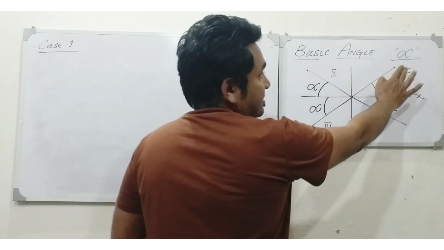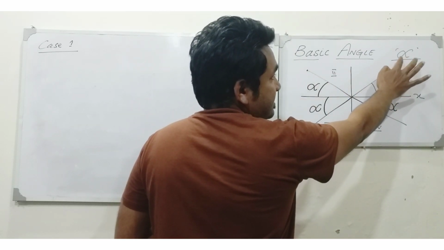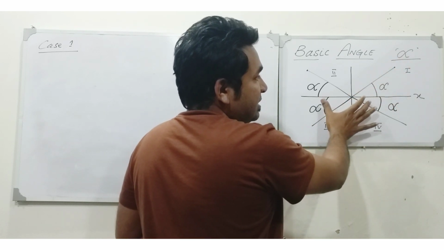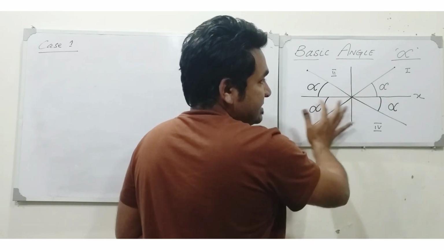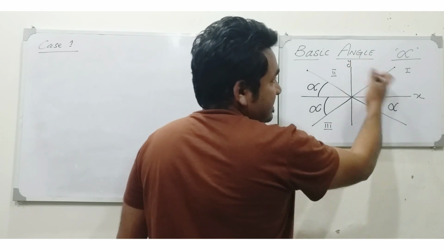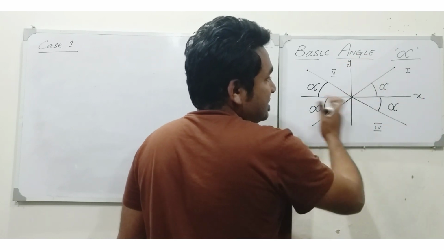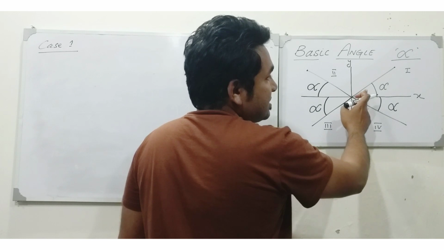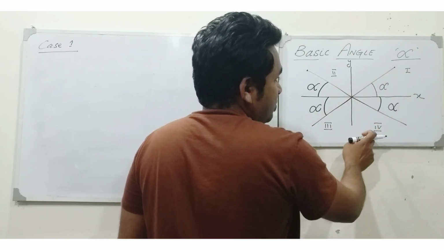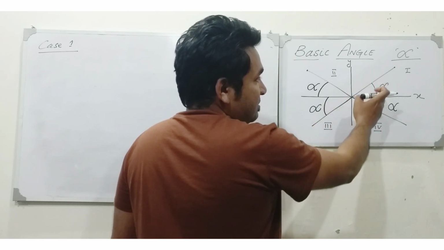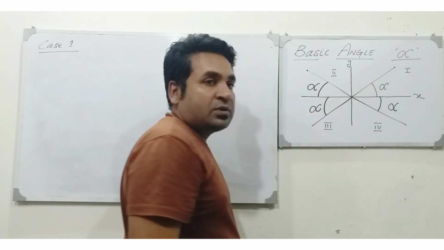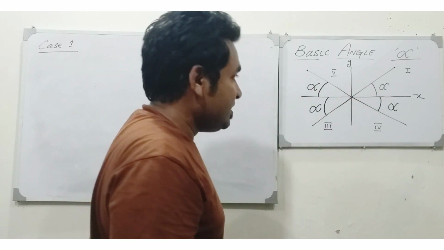Basic angle is mostly denoted by the Greek letter alpha, and it is always given on the x-axis. You know, on this frame of reference we have two axes, the x-axis and the y-axis. So this is the first quadrant, second quadrant, third quadrant, fourth quadrant, and how it is given in the first, second, third, or fourth, I have made the figure on the board, so you can easily see how it will be given.